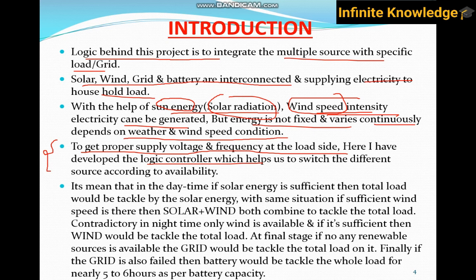The logical controller continuously measures the power generated by the solar and wind and changes according to the requirement, according to the load limit. So there is no low voltage or voltage variation at the load side, and you will get a fixed voltage at the output side by continuously monitoring all voltages: the power generated by solar, by wind, and by grid. All of these are continuously monitored, and the supply source is changed according to the requirement.